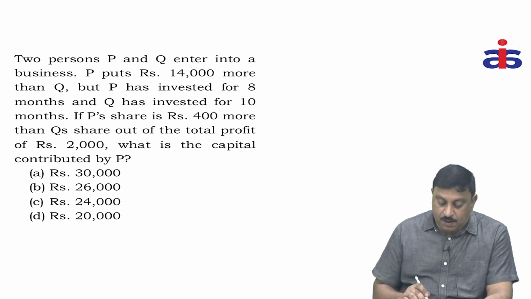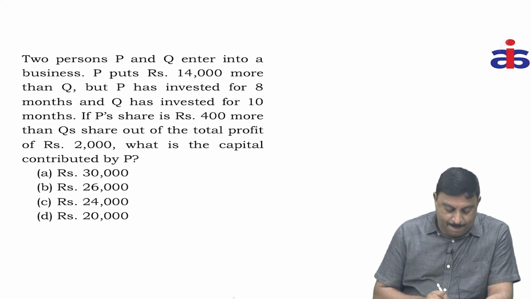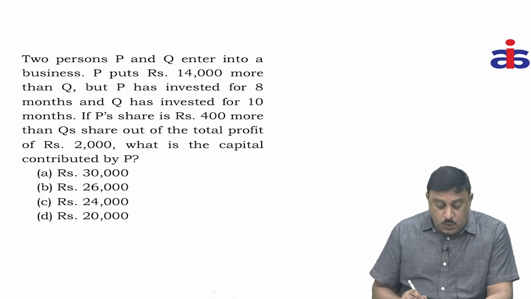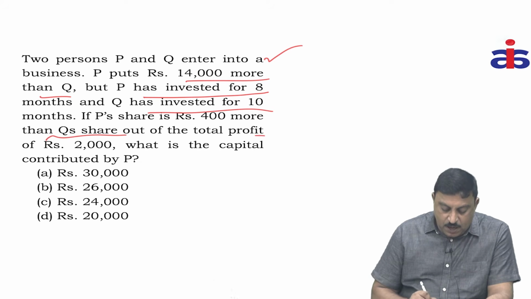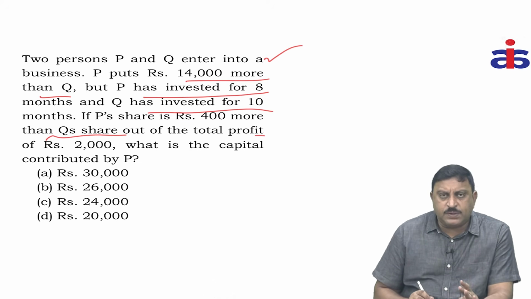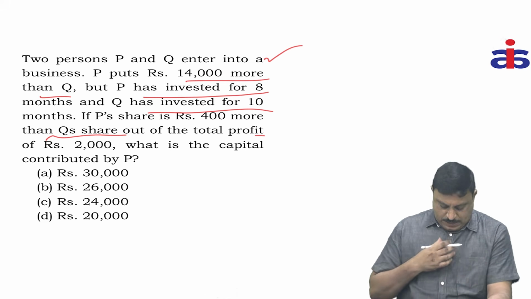Now we came to the arithmetic part, and there is a partnership question. Two persons P and Q enter into a business. P puts 14,000 rupees more than Q, but P has invested for 8 months and Q has invested for 10 months. If P's share is 400 rupees more than Q's share, out of the total profit of 2,000, what is the capital contributed by P? It is purely to waste your time. They have given that sum. That means you have to invest some time here. Let us see how it is.